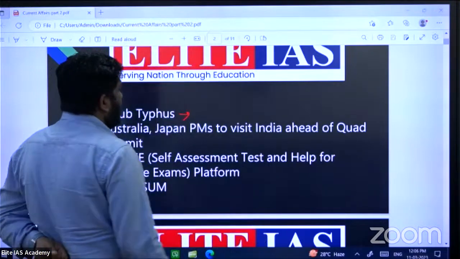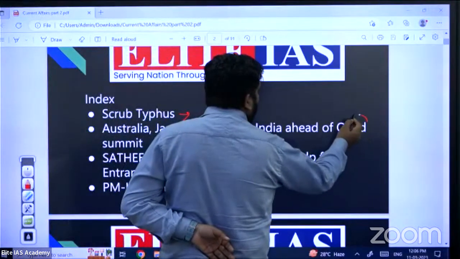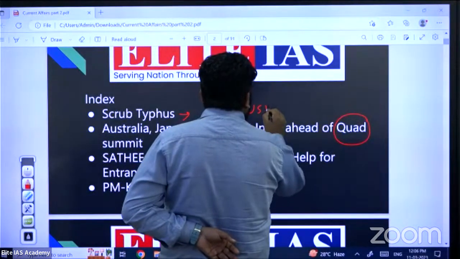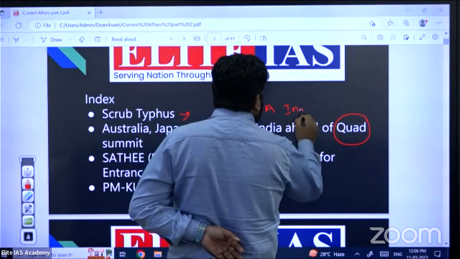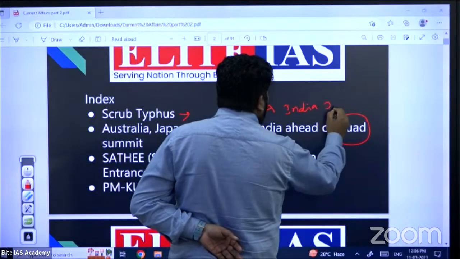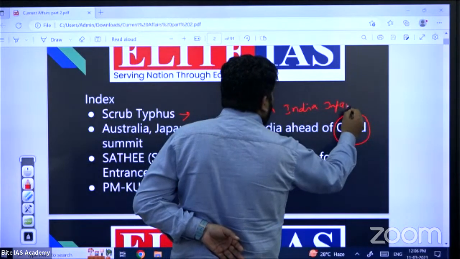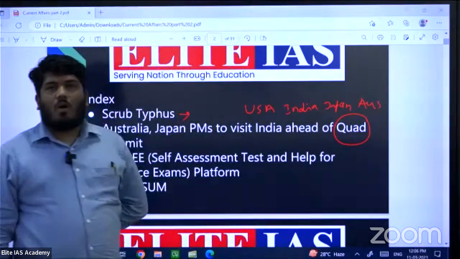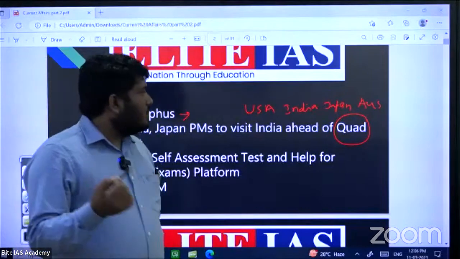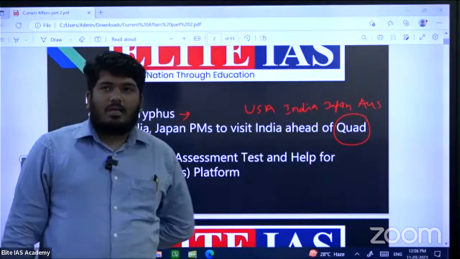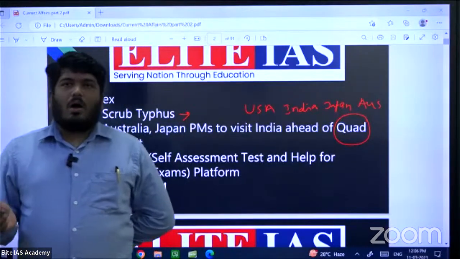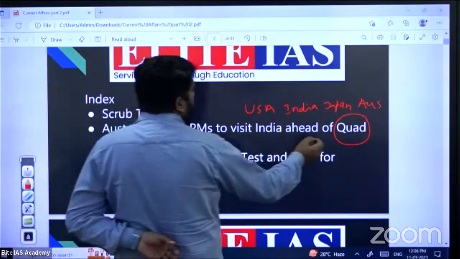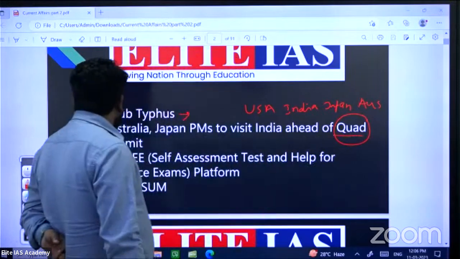The second topic is related to Quad. You know that Quad comprises 4 countries: USA, India, Japan, and Australia. These are the 4 countries. That's why it is called Quad. Initially, it was established for security purposes. Now it covers trade, security, political, everything under this. We will discuss in detail.